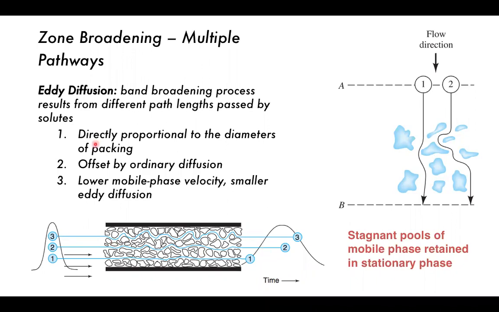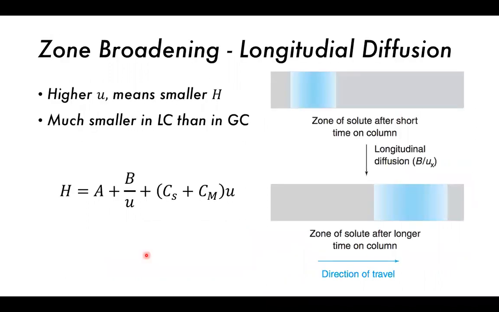Eddy diffusion is, 1, directly proportional to the diameters of packing; 2, offset by ordinary diffusion; and 3, a lower mobile phase velocity means smaller eddy diffusion. There are also stagnant pools of mobile phase retained in the stationary phase. So basically, if there are large gaps in the stationary phase, then these will fill up with the mobile phase, and that will reduce the velocity of the mobile phase through the stationary phase.